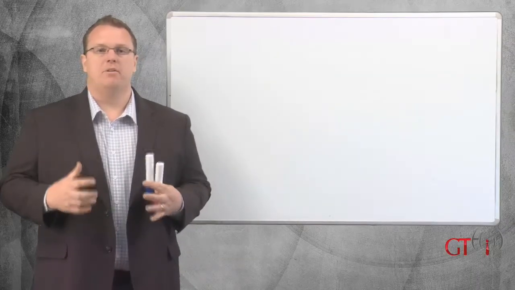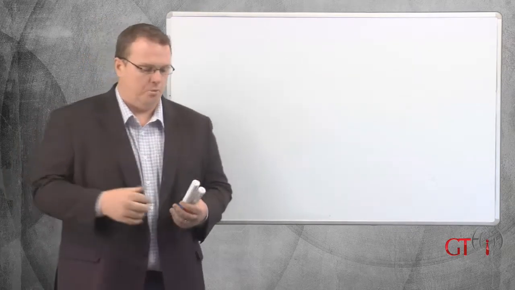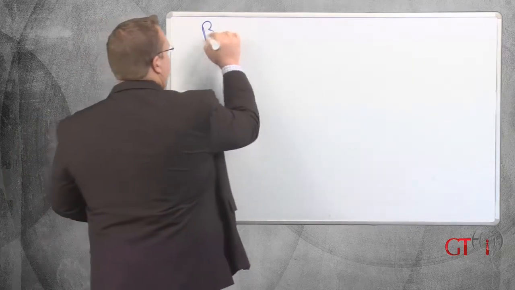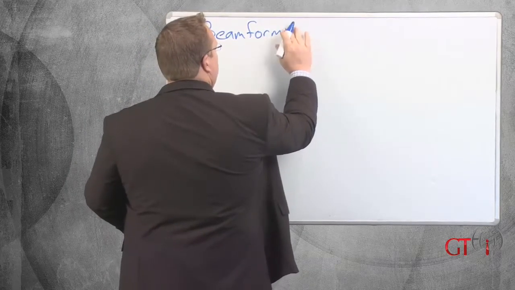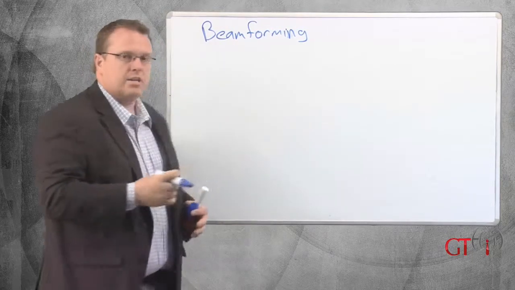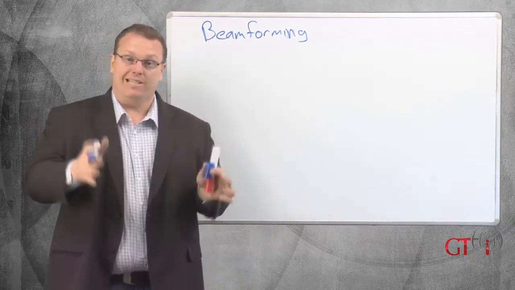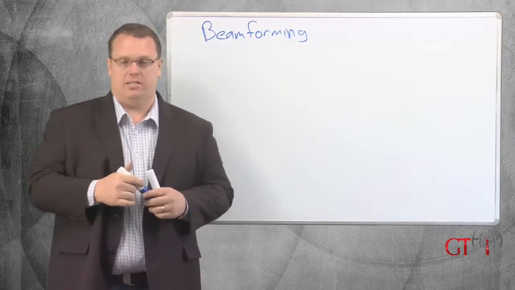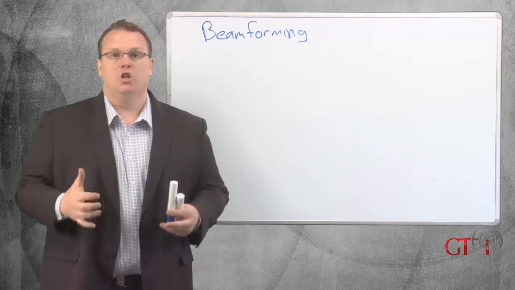Hopefully you've learned a lot about antenna types. Now we're going to look at what is called beamforming. Beamforming is different ways to get a beam of signal from a system. Now that may seem kind of simple. We've actually already learned about one of them.